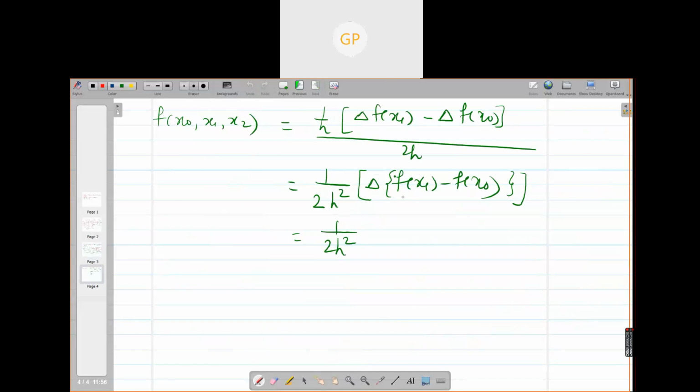Now what is this? Tell me. f x1 minus f x0 is again delta. It is delta f x1. So delta on delta. Are you getting it? So this is 1 upon 2h square delta square f x0. Can you find out the third one? The next one, then we will generalize. Don't be in a hurry to generalize; see what happens with nth order.